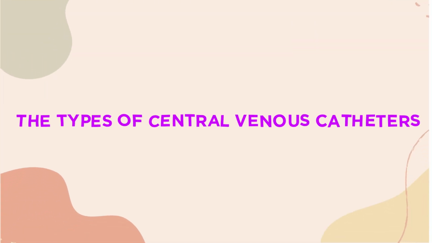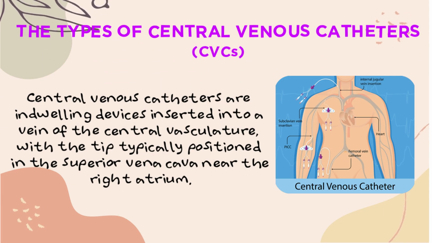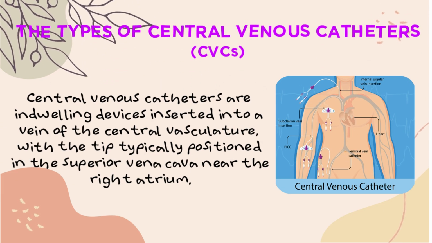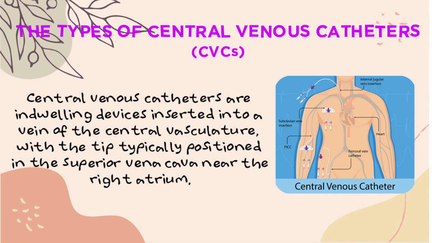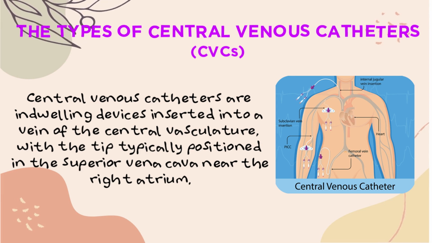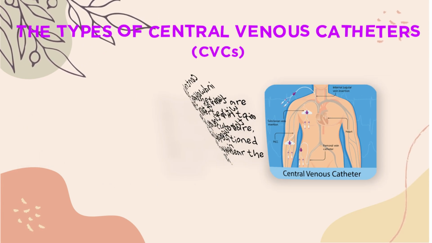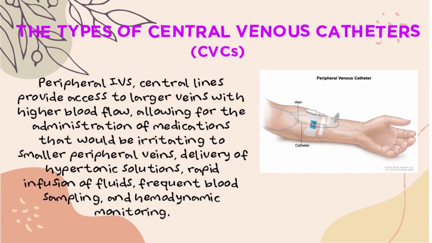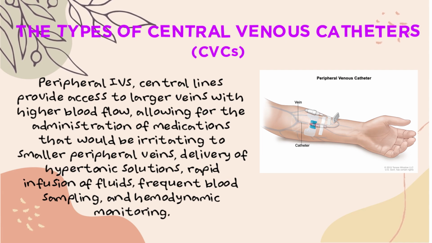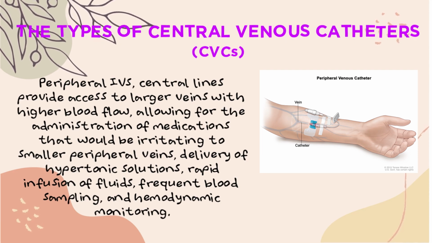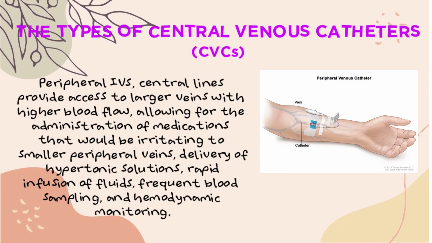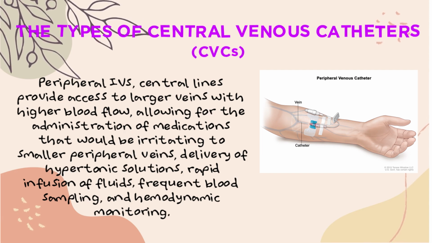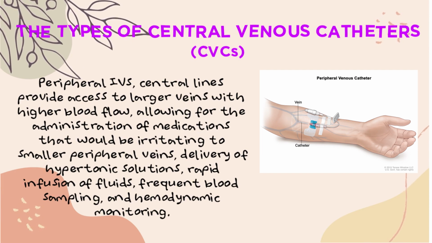And today we're going to be discussing one of my most favorite topics, I must say, the types of central venous catheters or CVCs. Central venous catheters are indwelling devices inserted into a vein of the central vasculature, with the tip typically positioned in the superior vena cava near the right atrium. Unlike peripheral IVs, central lines provide access to larger veins with higher blood flow, allowing for administration of medications that would be irritating to smaller peripheral veins, delivery of hypertonic solutions, rapid infusions of fluids, frequent blood sampling, and hemodynamic monitoring.